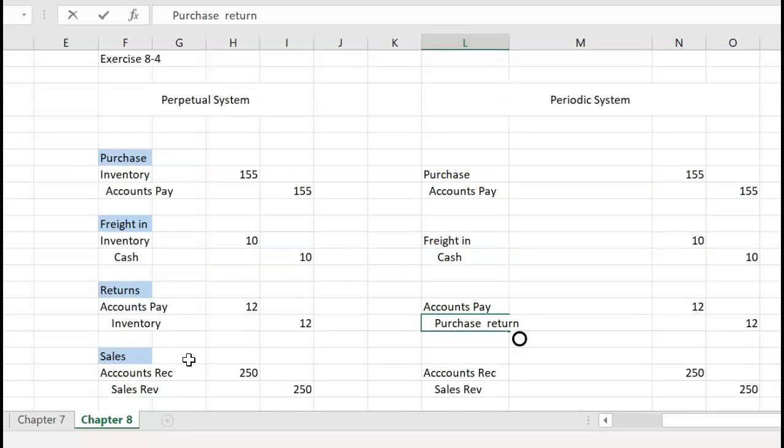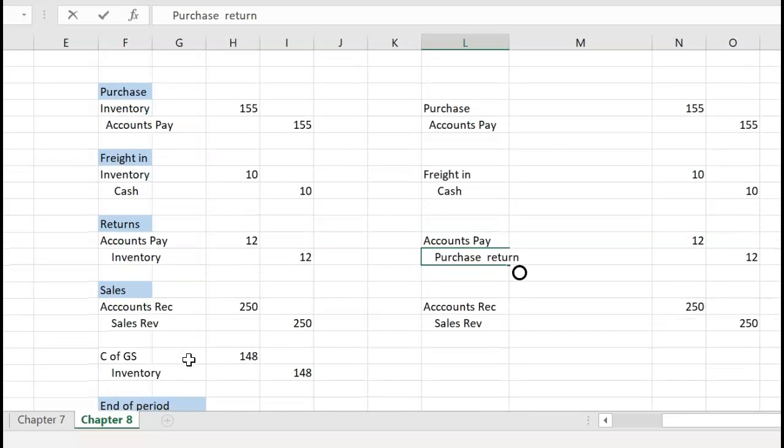And for the sale, you would record the accounts receivable and sales, debiting accounts receivable for total sales on account for $250,000 and credit sales revenue for $250,000. And you would also record the cost of goods sold. Part of the perpetual system gives us the balance of both inventory and cost of goods sold at any time.